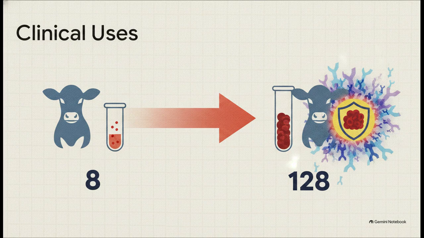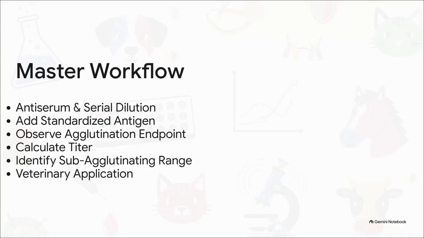To put that into perspective, say you take a blood sample before vaccinating a calf and you see a baseline titer of 8. You test again a few weeks later and bam, the post-vaccination titer is 128. That massive jump visually proves a highly robust secondary immune response. You literally just watch the vaccine-induced humoral immunity. So here is the ultimate master workflow you need to lock into your mental model for exam day. You pull the antiserum, perform the serial dilution, add the standardized antigen, observe the agglutination, identify the endpoint, calculate your titer, recognize the sub-agglutinating range, and then apply it to veterinary medicine.